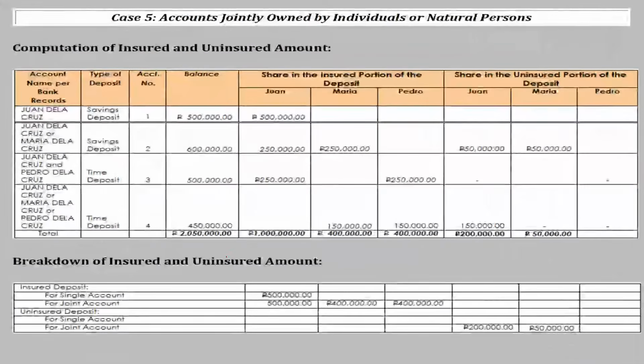So next case, case number 5, or those accounts jointly owned by individuals or natural persons. So first account, Juan de la Cruz savings deposit of 500,000 pesos. Juan de la Cruz or Maria de la Cruz, amount is 600,000 pesos. Juan de la Cruz and Pedro de la Cruz, ito 500,000 pesos lang. And we also have yung last natin, yung Juan de la Cruz or Maria de la Cruz or Pedro de la Cruz. So 450,000 naman.